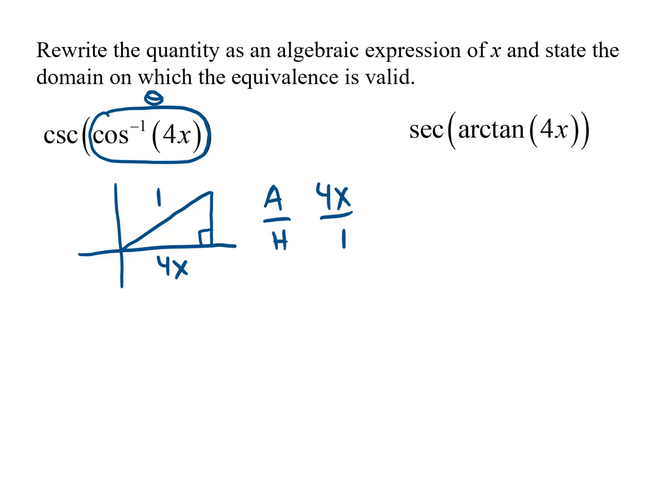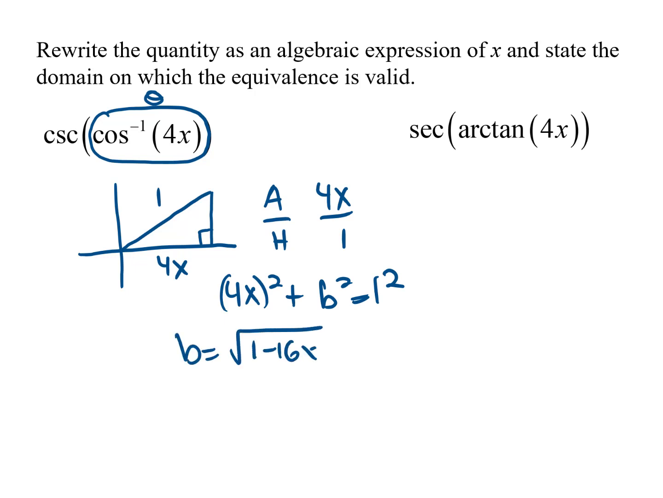Now let's go ahead and find the missing side. That would be 4x, that whole quantity squared, plus the missing side squared equals 1 squared. So b is going to be the square root of 1 minus 16x squared. So let's put that as our missing side here. It's going to be the square root of 1 minus 16x squared.